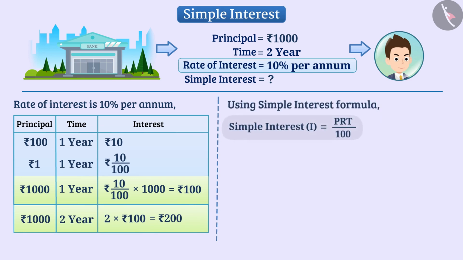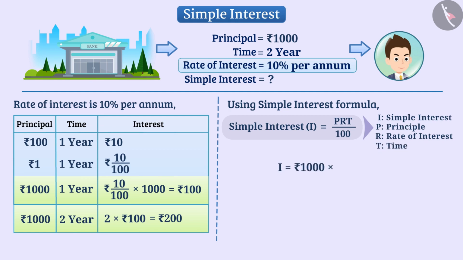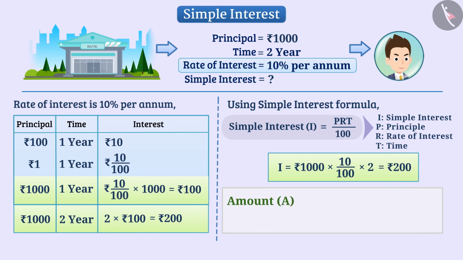We can also calculate simple interest using the formula I is equal to P multiplied by R multiplied by T divided by 100, where I is simple interest, P is principal, R is rate of interest and T is time. In this way, I is equal to 1000 rupees multiplied by 10 divided by 100 multiplied by 2, which is equal to 200 rupees. The amount A returned by the trader will be principal plus interest, which is equal to rupees 1000 plus rupees 200, which is equal to rupees 1200.